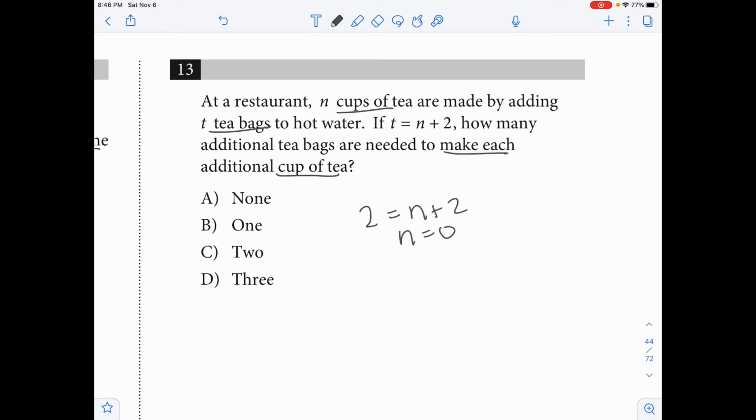I'm also going to plug in another value of T, which will be 1 greater than the existing one, so I'll just use 3. So 3 equals N plus 2, which means N equals 1. So if you increase the cups by 1, then you increase the tea bags by 1. So therefore, the answer will be B.